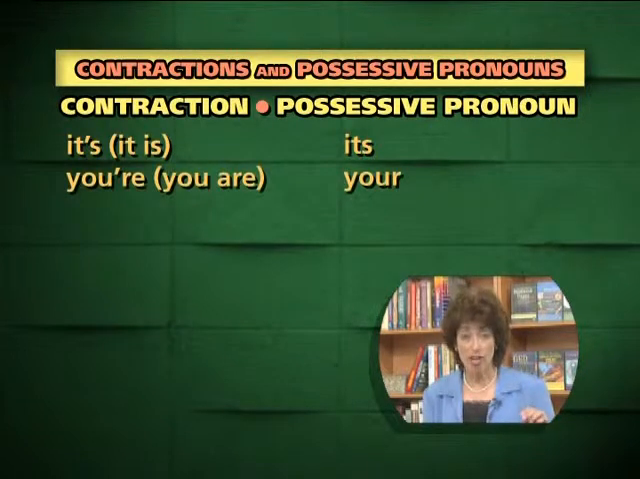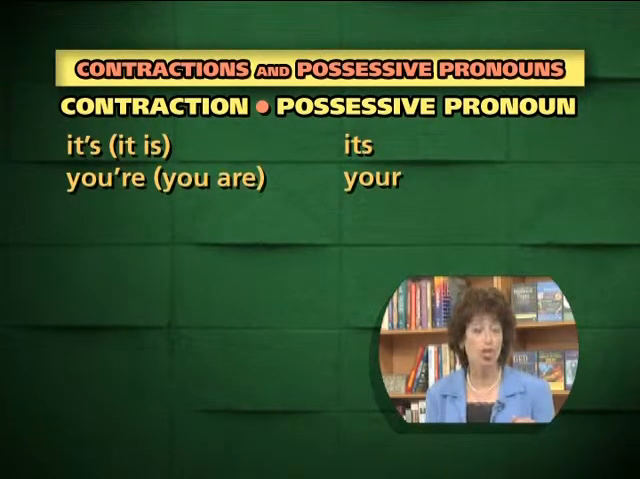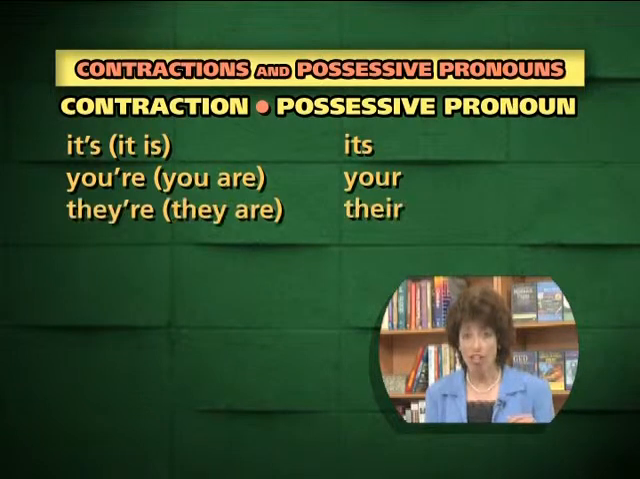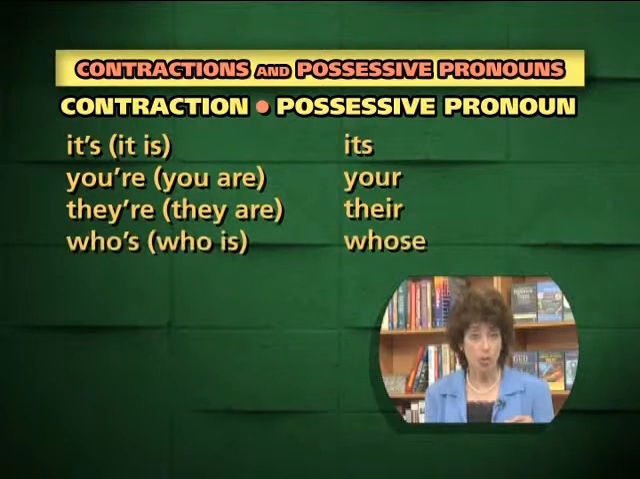You're, you apostrophe re, is a contraction for you are. Your, without the apostrophe, is the possessive pronoun. They're, they are, is the contraction. Their is the possessive pronoun. And who's, who apostrophe s, is a contraction for who is. Whose, W-H-O-S-E, is the possessive pronoun.